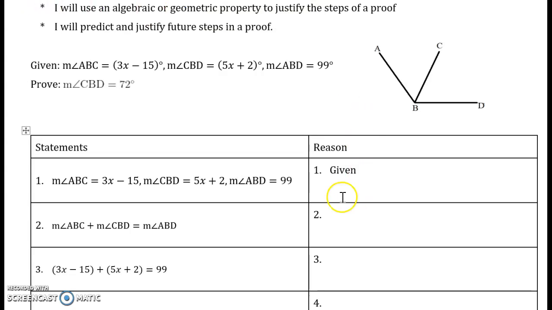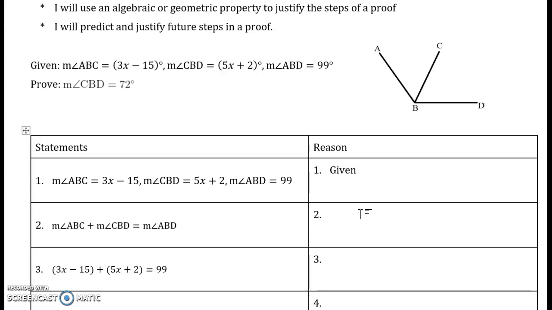Well, let's look at this thing. To start our proof, we have statements and reasons. The first thing that we always do is we basically restate what we're given. So the measure of the angle ABC is 3x minus 15. I just basically copied this down here, okay? And we say that's our given. And we want to end up with our proof statement, which is that angle CBD is equal to 72 degrees. But we have to show each step along the way.